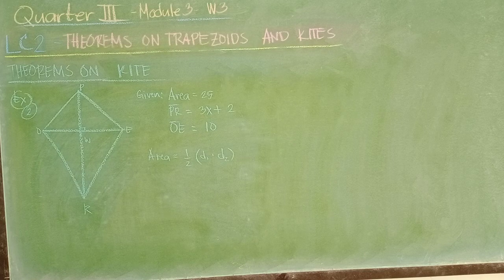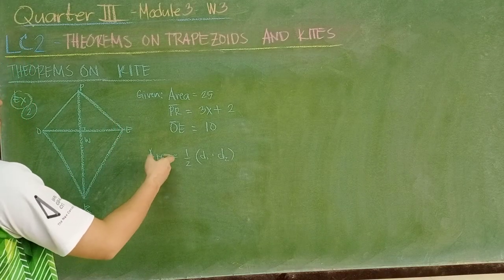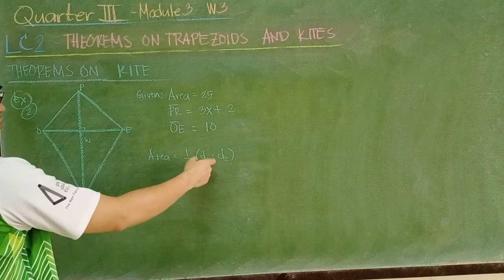Next example for theorem number 5. So, yung example number 2 is given yung area which is 25. And then, yung diagonals na PR and OE, yung PR natin is equal to 3x plus 2. Yung OE is 10. So again, meron tayong algebraic expression dito. So, susubukan natin malaman kung paano sinasolve yung mga problems na may algebraic expression. So first, ilagay natin yung formula para ma-solve yung area ng kite. Area is equal to 1/2 times first diagonal times second diagonal.